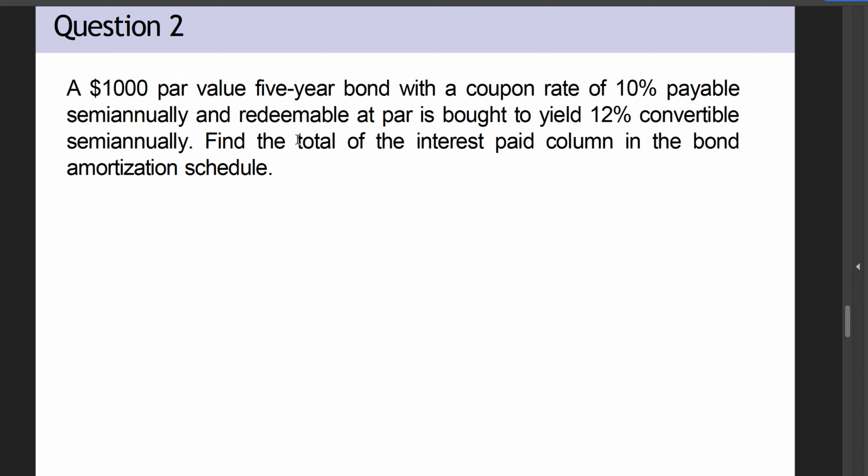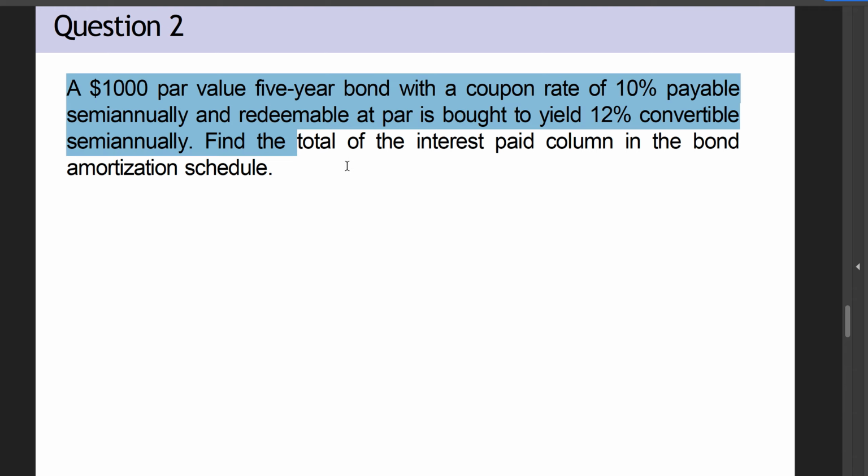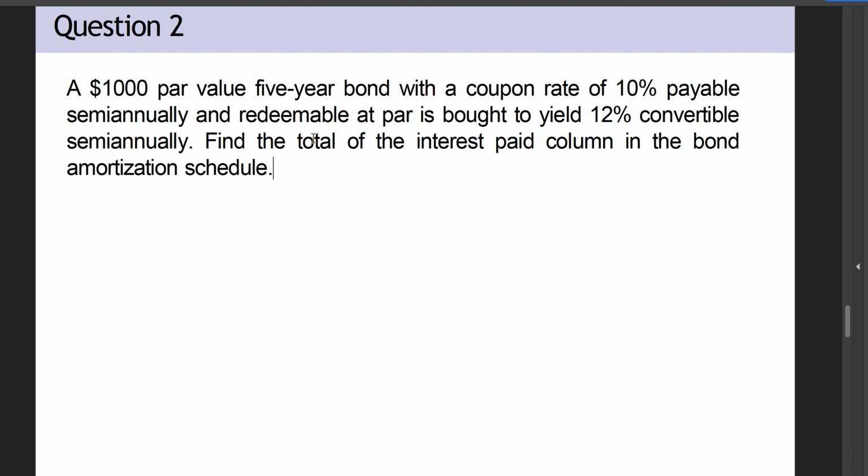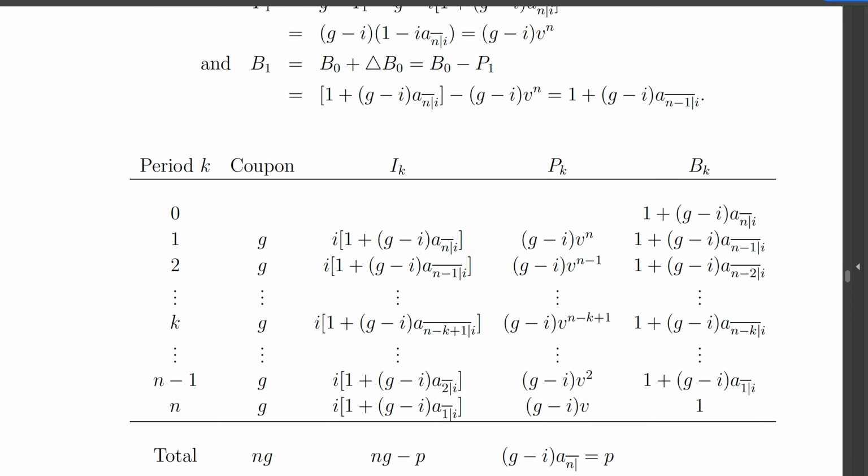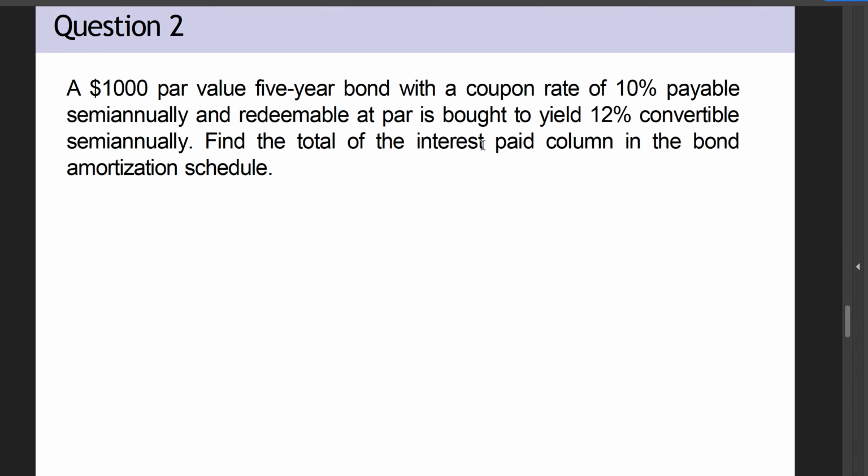And now we're told to find the total of the interest paid column in the bond amortization schedule. So what exactly does this mean? If you go back to the lecture notes, what it's asking for is essentially the sum of this column here. So this is the total interest paid. So you get this formula over here. But actually we don't have to memorize any of these formulas. We can just derive our answer based on common sense. So let's try to reason our way to the answer.